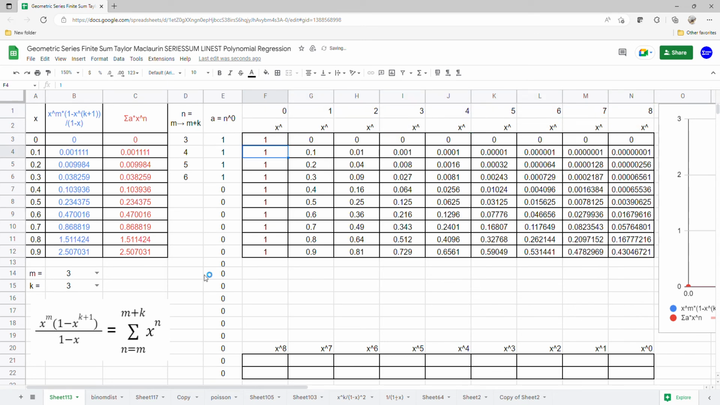And now we use LINEST. So LINEST of the function data y. This will be our data y, and data x. That's for the function itself. For the expansion, LINEST of the expansion y and the expansion x.